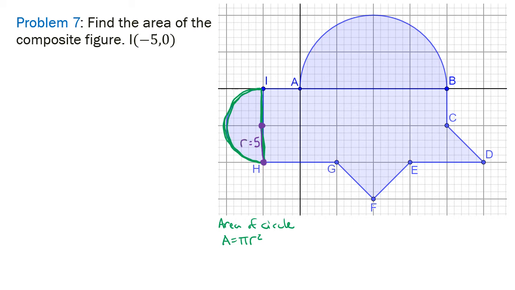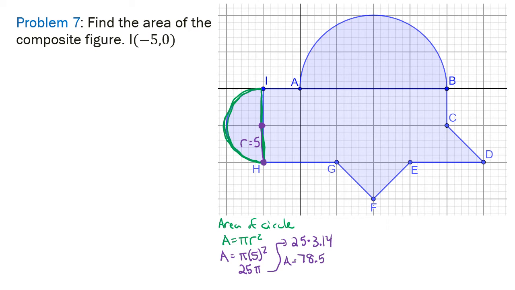I'm going to plug that into my formula so I can find the area of a circle. A equals pi times 5 squared. 5 squared is 5 times 5, that's 25 pi. Now, I'm going to go ahead and multiply the 25 by 3.14, which is the value of pi. So 25 times 3.14 gives me 78.5. That's the area of the circle.